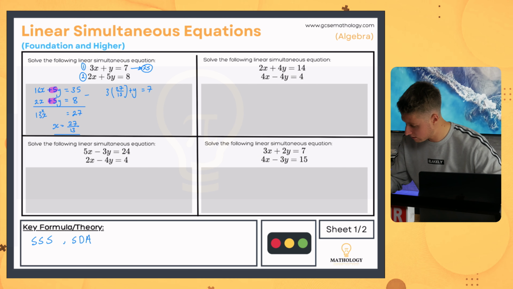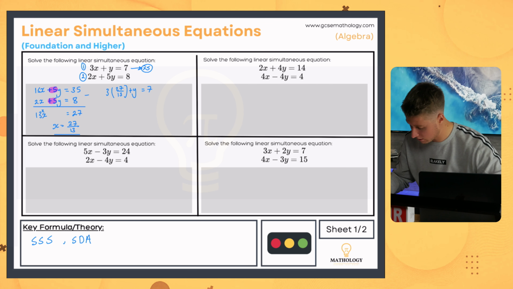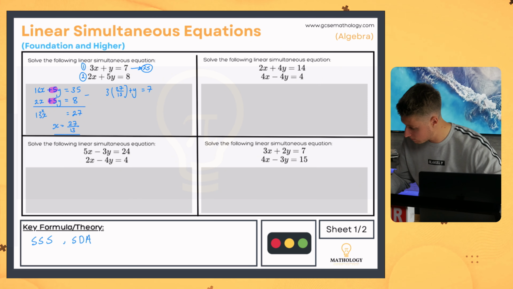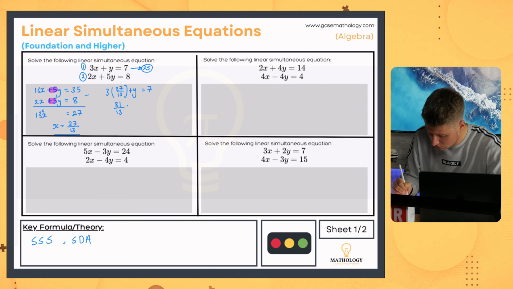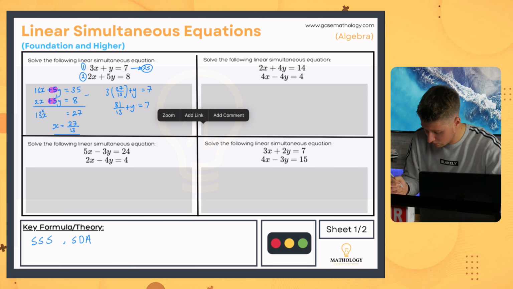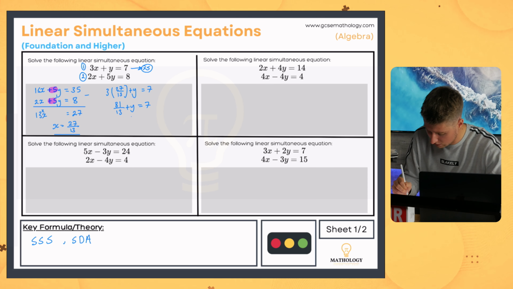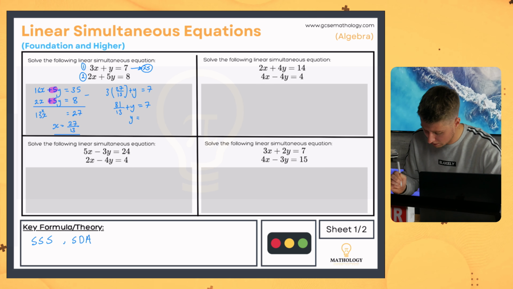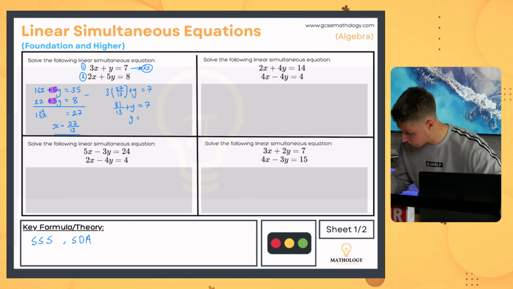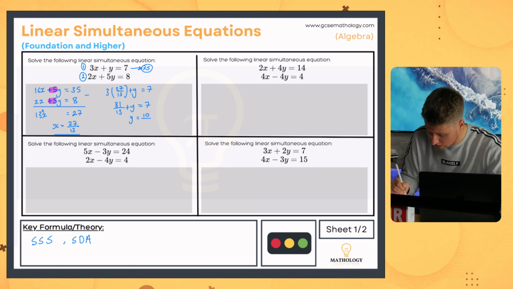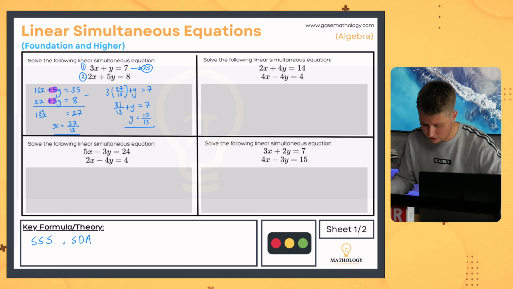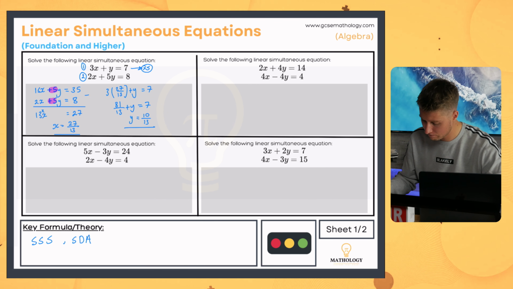So 3 multiplied by 27 over 13 gives me 81 over 13 plus y equals 7. So if we subtract 81 over 13 from both sides of the equation, 7 subtract 81 over 13 gives me 10 over 13. So x is equal to 27 over 13 and y is equal to 10 over 13.